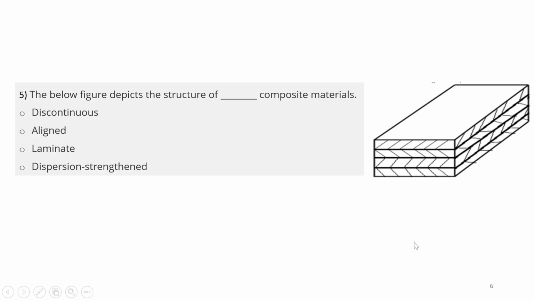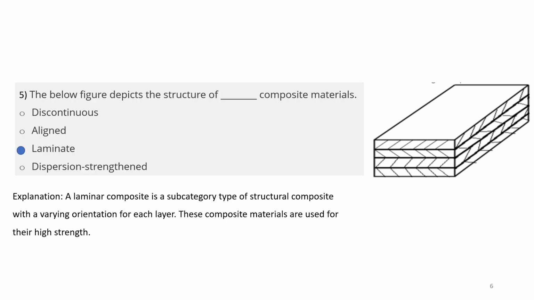Next question is, the below figure depicts the structure of which type of composite material? So these are different directions of laminates here. So this is a laminate type of composite material. Out of the other options such as discontinuous aligned, dispersion strengthened and laminate, laminate will be the correct option. In case of a laminar composite, it is a subcategory type of structural composite with a varying orientation for each layer. These composite materials are used for their high strength.